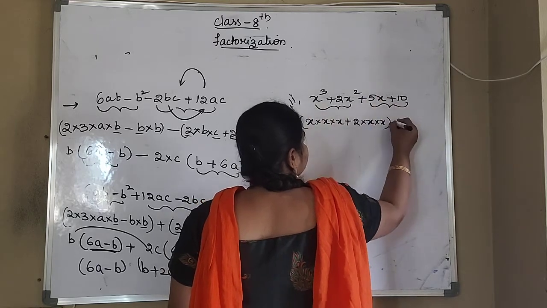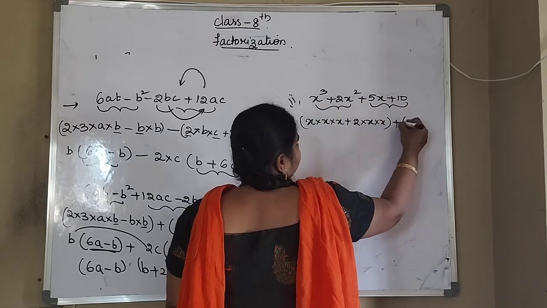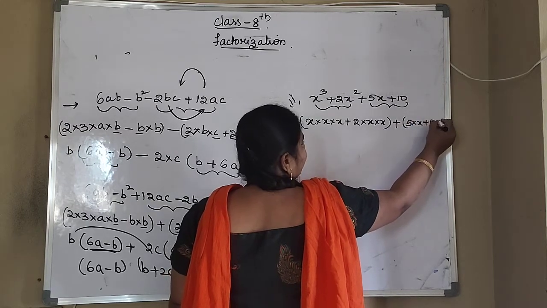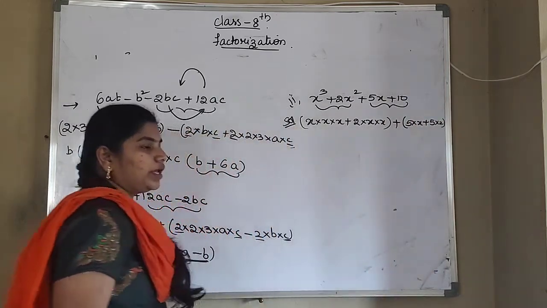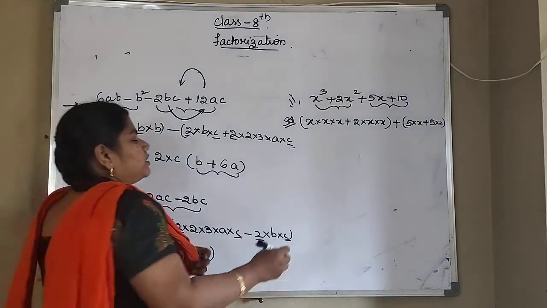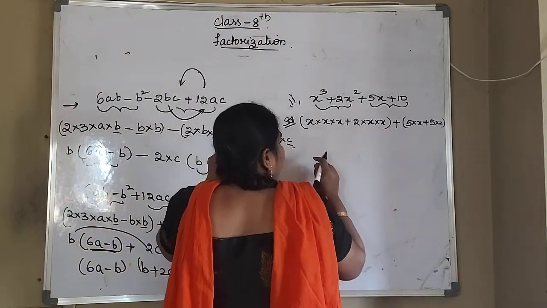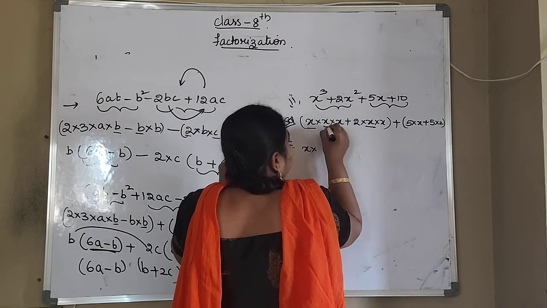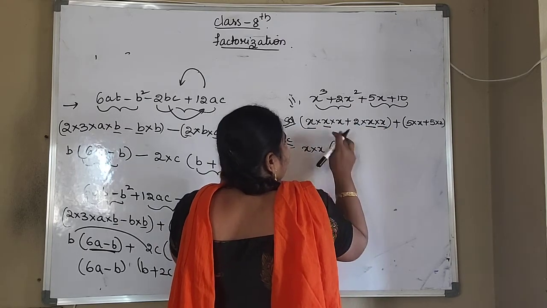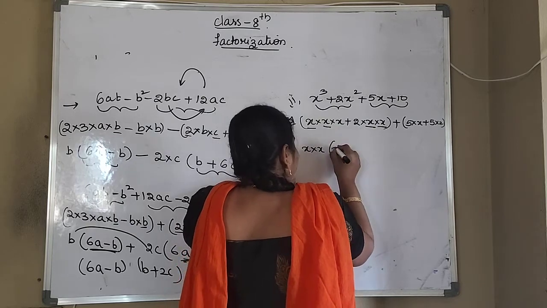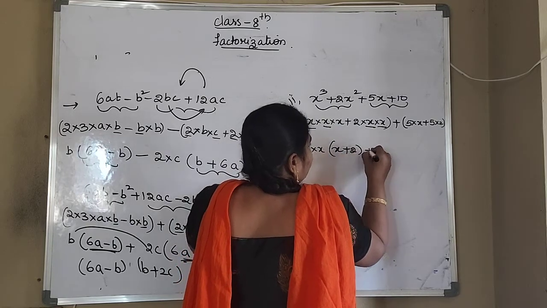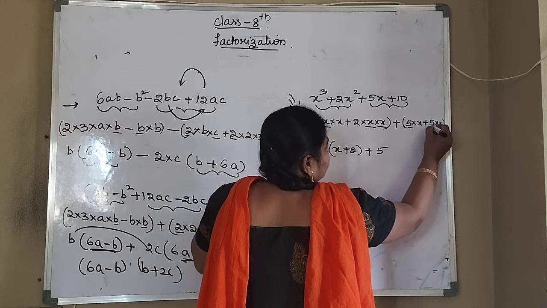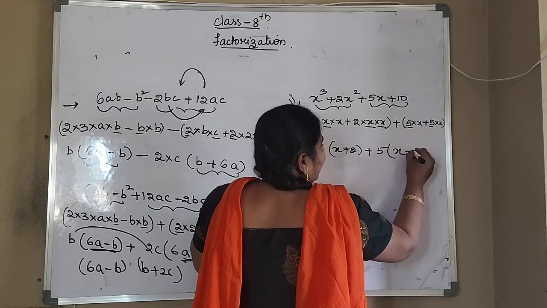And the next two terms we have to factorize. 5 is a prime number, so 5 into x, plus 10 can be written as 5 into 2. Okay, now take out the common factors from these two terms and these two terms. So what is common here? x is common and x is common. The remaining terms you write in the bracket, that is x plus 2. Plus, in this what is common? 5 is common. The remaining terms you write in the bracket.